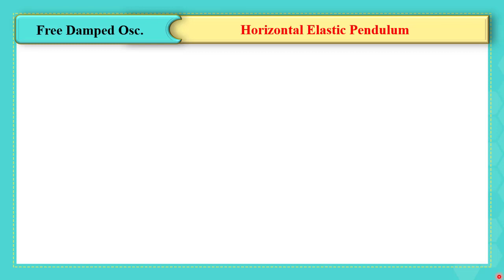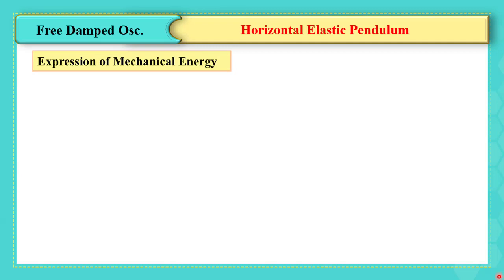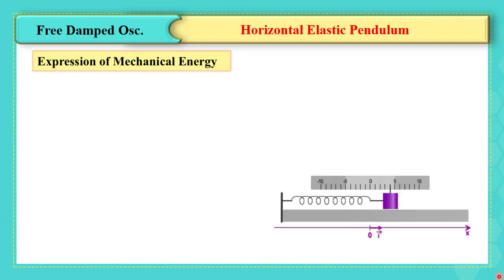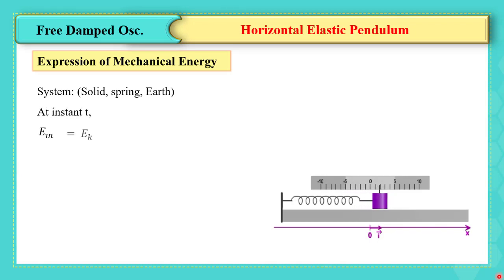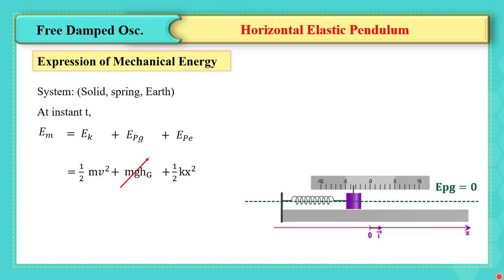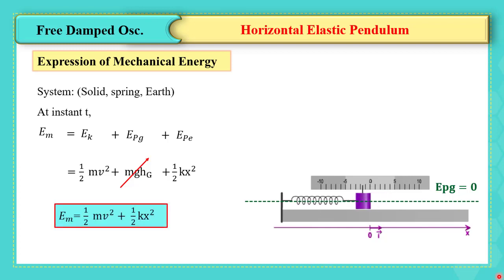As we have done before, to study the motion of this pendulum, we first look for the expression of the mechanical energy of the system solid, spring, earth. At any time, it is the kinetic energy, which is half m v squared, plus the gravitational potential energy, plus the elastic potential energy. Now, taking the reference of the gravitational potential energy passing through the center of mass of this solid, then the gravitational potential energy becomes 0. Finally, the expression is half m v squared plus half k x squared.